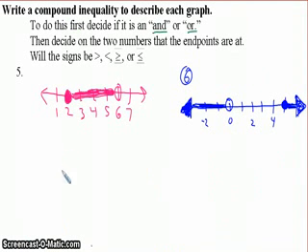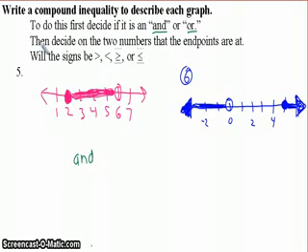Problems 5 and 6 will be the last 2 problems of this screencast. Different set of directions here. Write a compound inequality to describe each graph. When you're doing that, my suggestion is decide whether it's an "and" statement or an "or" statement before you even think about any of the numbers. Remember, "and" statements we expect to have the shading in the middle. So problem number 5 is an "and."